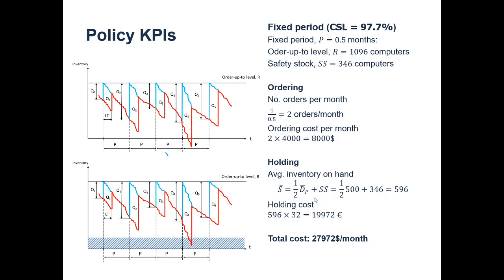So in this case, the demand during that P is the demand during half a month, which is half 500, plus the safety stock, which is on average always there. So this is the average inventory in hand we have, and we pay $32 per each of those, so we have a total cost of this amount here, which is a summation of the ordering cost and the holding cost.